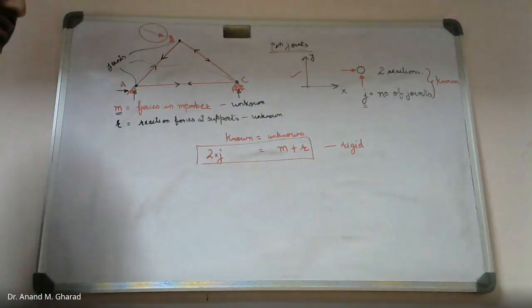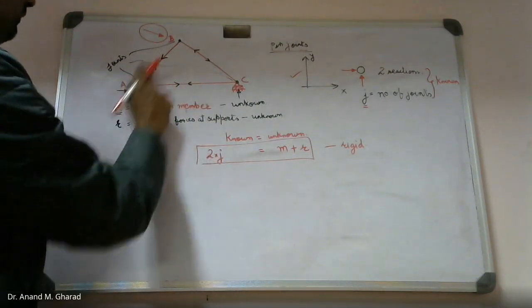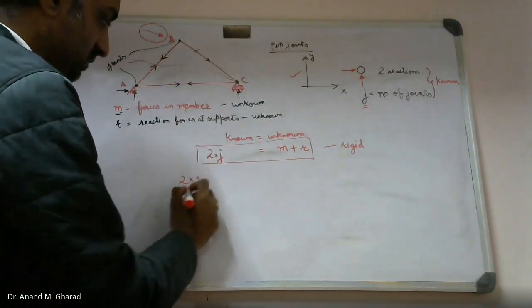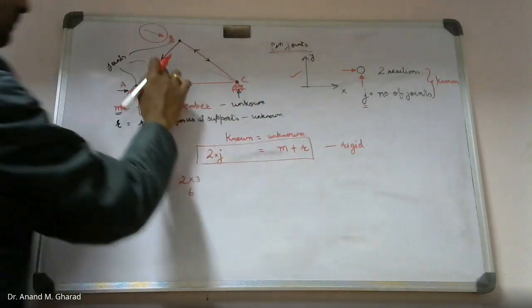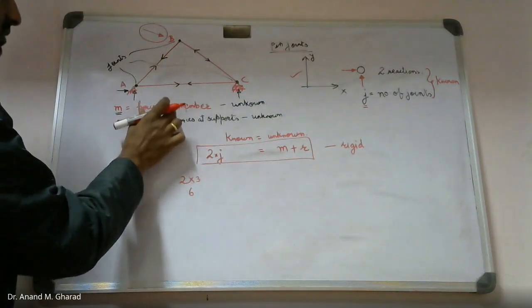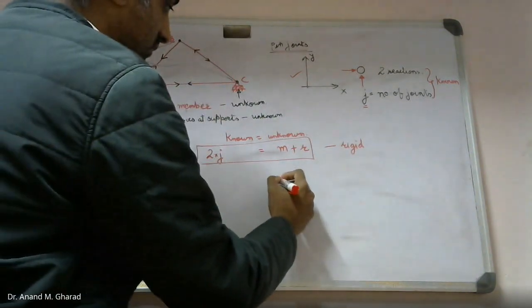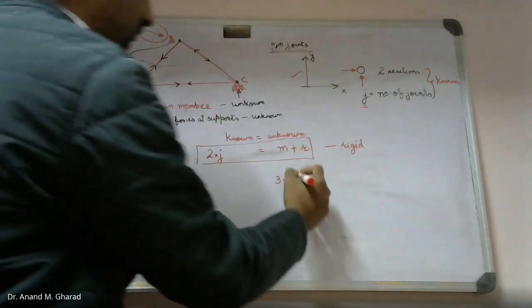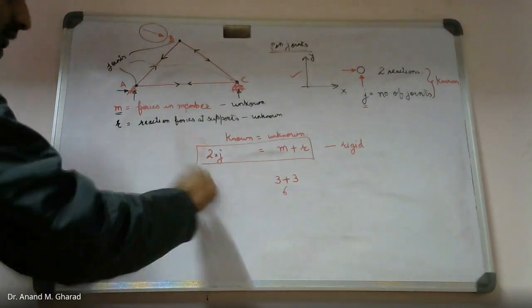We can verify this at this stage itself. For this truss, how many joints do we have? 1, 2, and 3. So the left hand side equation becomes 2 into 3, which is 6. On the right hand side, how many members do we have? Member forces, or forces in the members? 1, 2, 3. These are unknown. So 3 plus how many unknown reactions do we have? 1, 2, 3. So this also comes out to be 6. This is one small example.